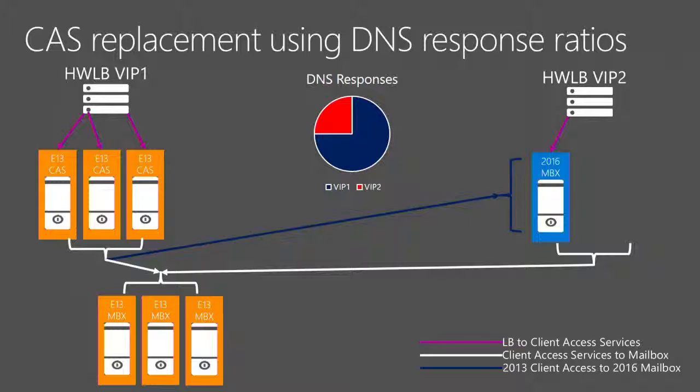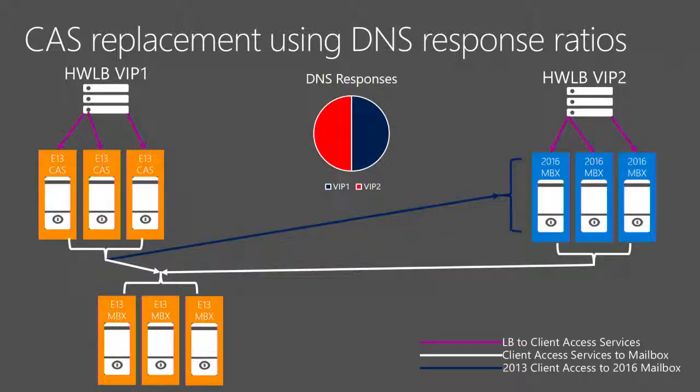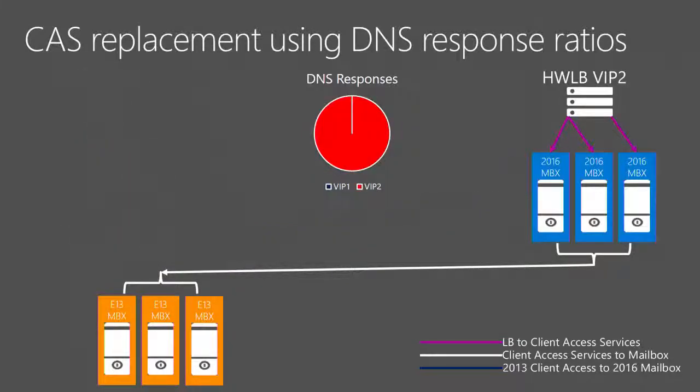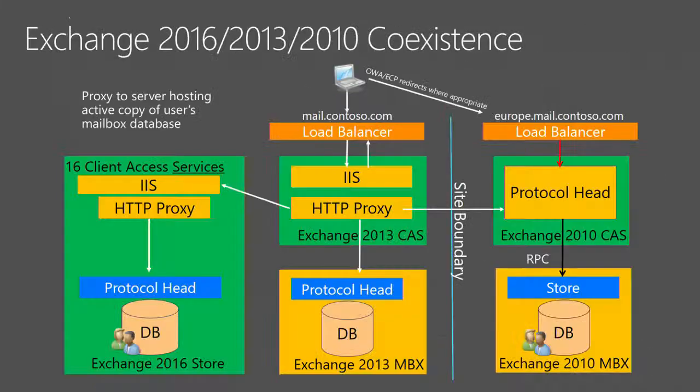Okay? And that means the other 75% of requests will go to the VIP that's in front of the 2013 CAS servers. Then you introduce another 2016, and you make that 50% going over here and 50% going over there. Then you introduce another one, and it's 75% and 25%. And you introduce another one, and finally it's 100% and 0%. And eventually your CAS are gone altogether for 2013. OK, so that is another way to do that as well.